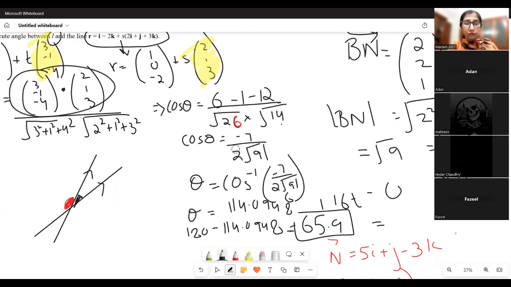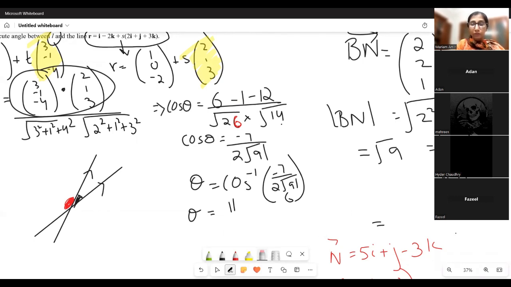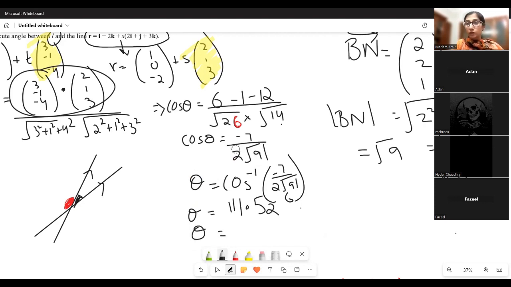Yes, so cos inverse of this. Now I get 111.5. Okay, but we need the acute angle, and since the dot product sequence we took gave an obtuse angle, what we'll do is 180 minus 111.52, which is 68.5.